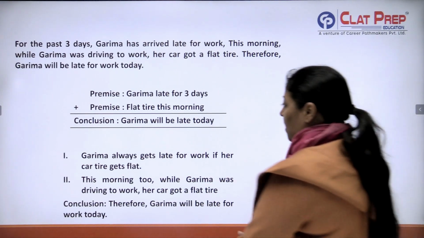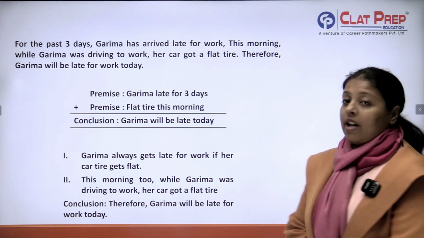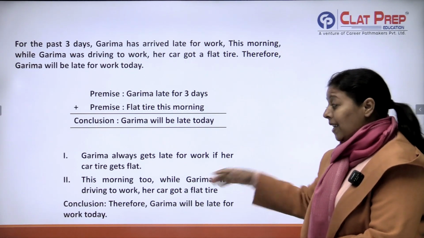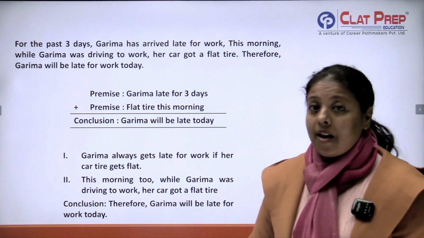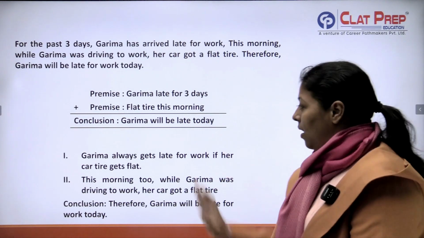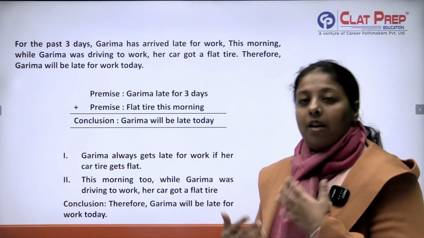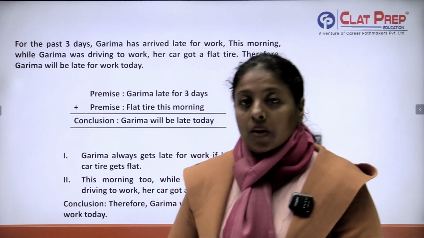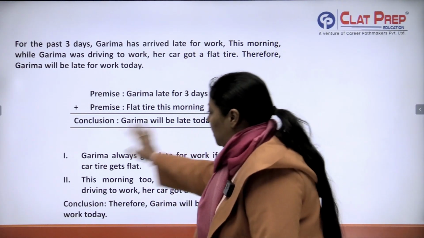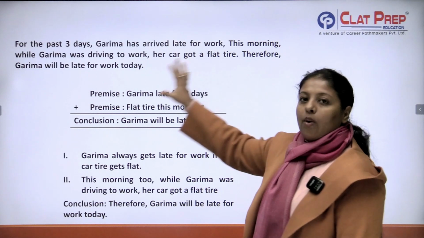So many ifs and buts are there. But if the premise says Garima always gets late for work if her car tire gets flat, and the second premise says that this morning too, while Garima was driving to work, her car tire got flat, can I conclude that therefore Garima will be late for work today? It is saying whenever Garima's tire gets flat, Garima goes late to the office, and today also her car tire got flat. So will Garima go late to the office today also? Absolutely, because that is what the argument is all about. So this is the deductive setup of this particular question, and this is the inductive setup of the particular question.